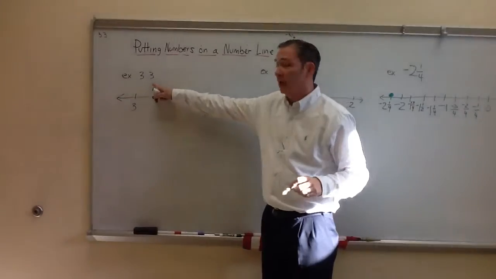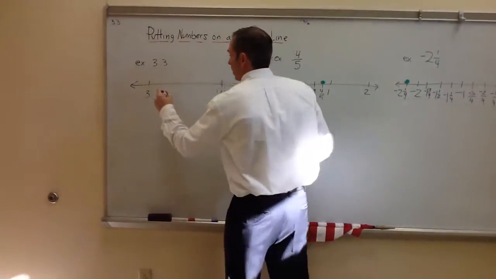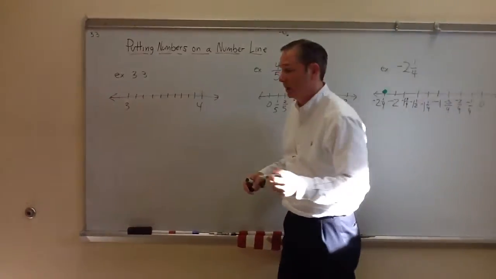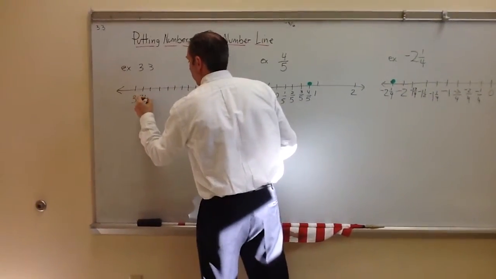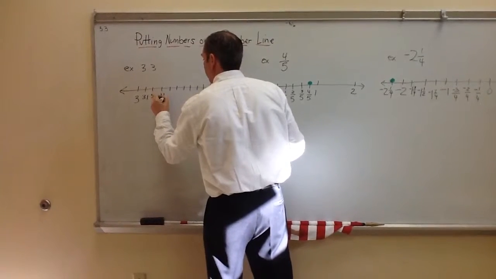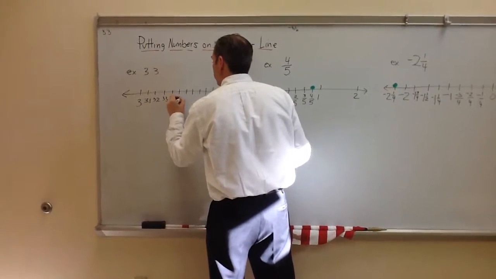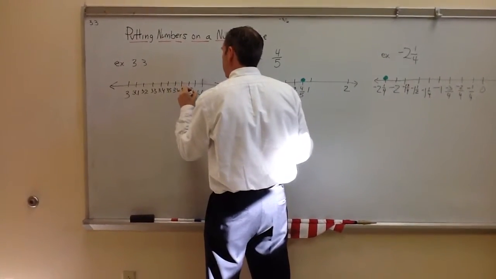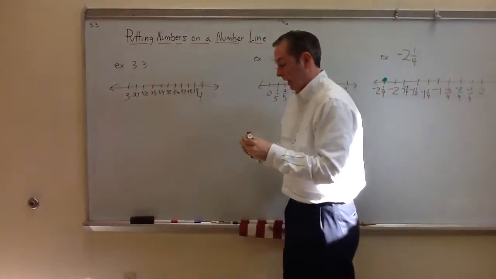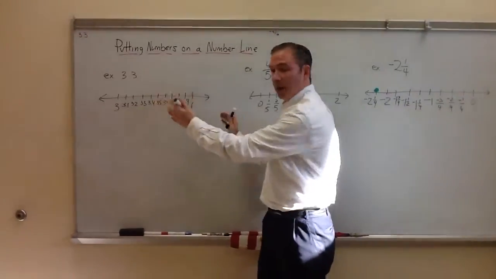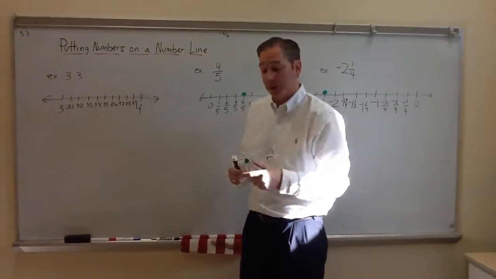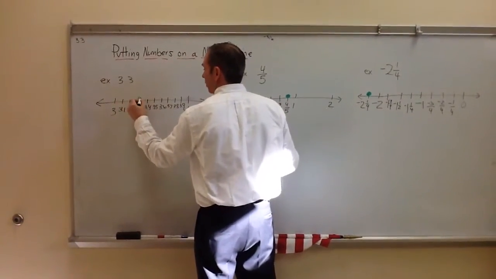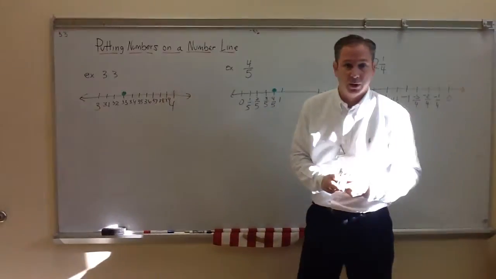Now, because the decimal is in the tenths place, we're going to split it up into 10 units. 1, 2, 3, 4, 5, 6, 7, 8, 9 gives us 10 units. So this is 3.1, 3.2, 3.3, 3.4, 3.5, 3.6, 3.7, 3.8, 3.9, and then 4. So we have this split up into 0.1 or 1/10 of a unit. So we have 3.1, 3.2, and 3.3 on the number line.